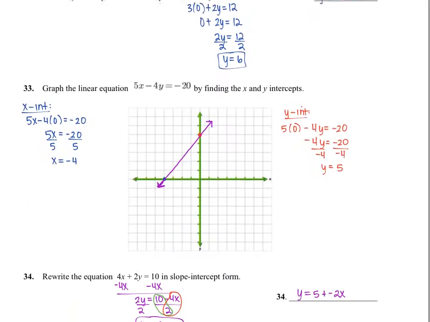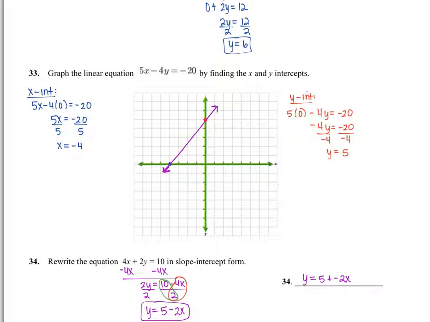So this example combines both x and y-intercepts and the graphing portion. Over here, I did the x-intercept by making y 0. So 5x minus 4 times 0, remember that becomes 0, so you're left with 5x. And then to isolate x, you divide both sides by 5. Negative 20 divided by 5 is negative 4. So your x-intercept is 1, 2, 3, 4 to the left because it's negative.